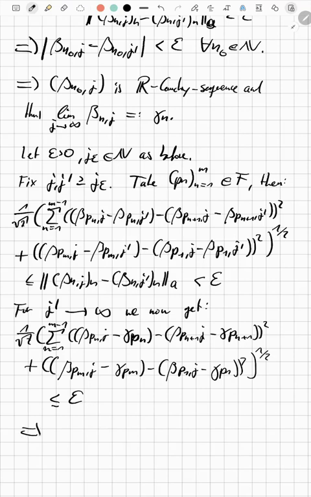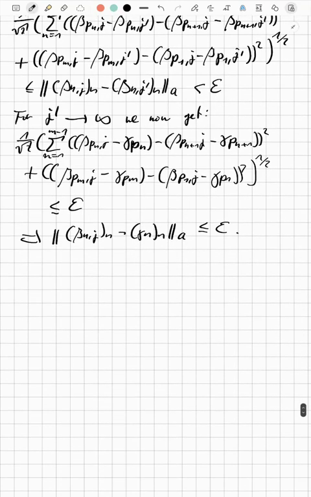And finally we see thus that the entire norm of beta n j, this is a sequence in n, minus gamma n, in the A norm, this is just less than or equal to epsilon. And what does this mean? This means that beta nj converges to gamma n for j going to infinity, which is great. And we can also verify via triangle inequality.